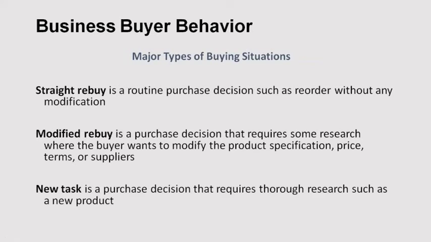Pero kung meron ka ng binago from that previous purchase, meron ka ng specifications, gusto mo ibang presyo na, may ibang terms or suppliers, for instance, so we call that modified rebuy. So it is a purchase decision that requires some research where the buyer wants to modify the product specification, the price, terms, or suppliers. New task. So it is a purchase decision that requires thorough research, such as a new product.